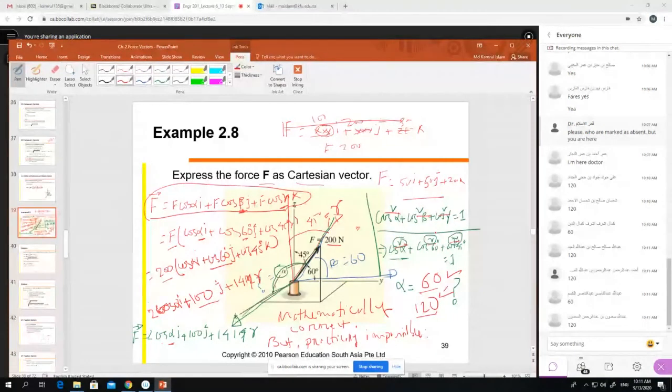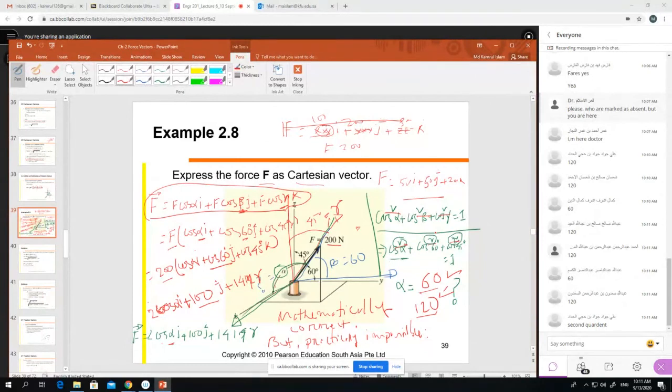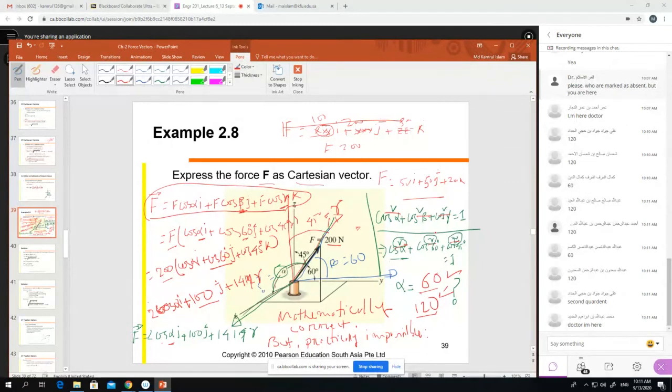Positive direction, not negative direction for the x-axis. Second quadrant. Tell me why you have chosen 120. The answer could be yes or no, both. I don't know, but I ask you why you have chosen 120. You said second quadrant. Someone said 120, right? Why? Again, tell me please, why? Doctor, because we use the right hand rule.